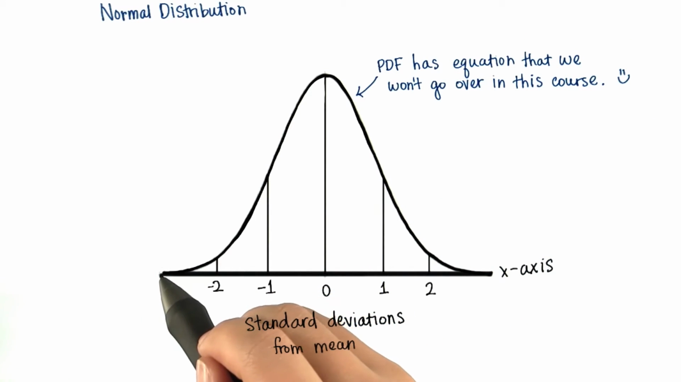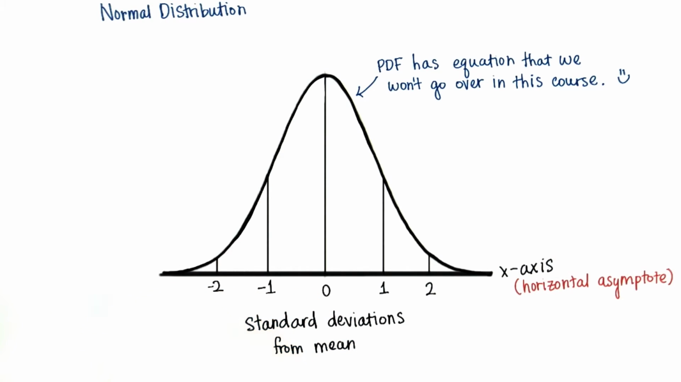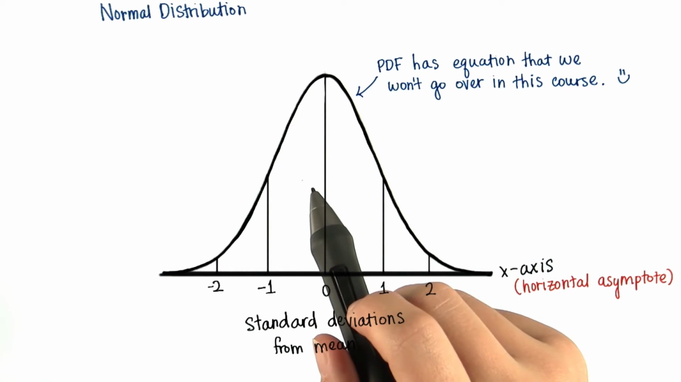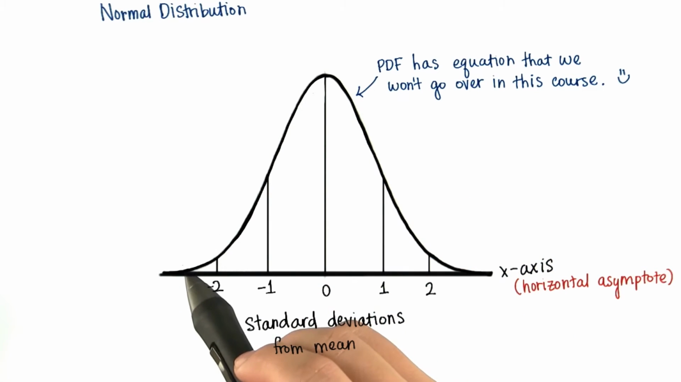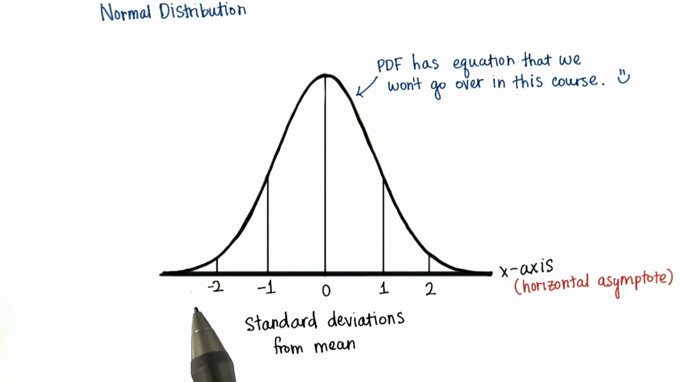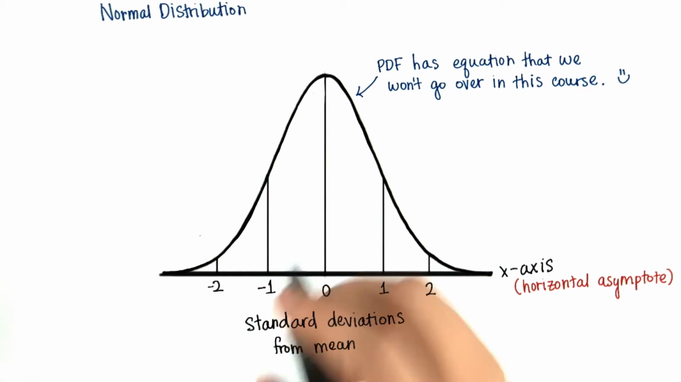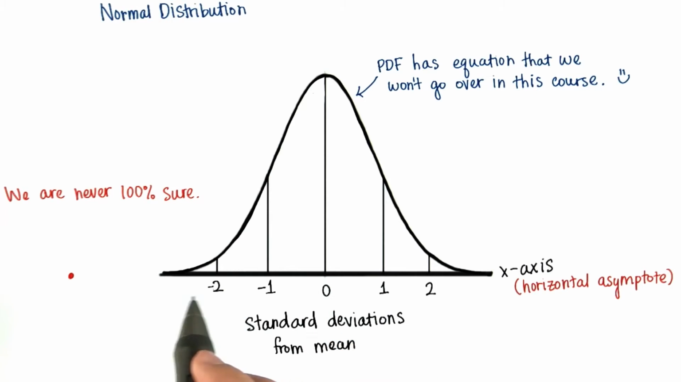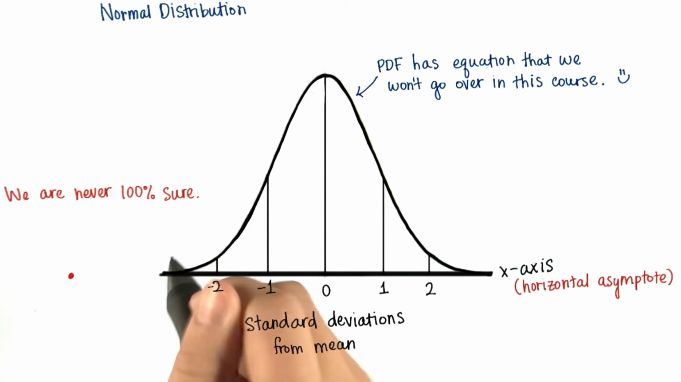First, the tails never actually touch the x-axis. They get closer and closer to the x-axis, so the x-axis is a horizontal asymptote. The reason the tails of this theoretical model don't touch the x-axis is basically because we can never be 100% sure of anything. In other words, we could have a value way out here, really far from the mean, like 5 standard deviations away, but the probability of getting this value or lower is very small. And it's equal to the area under the curve.